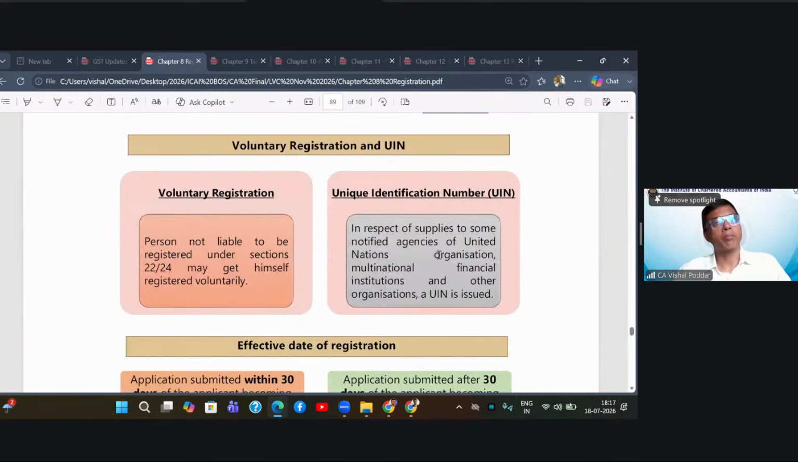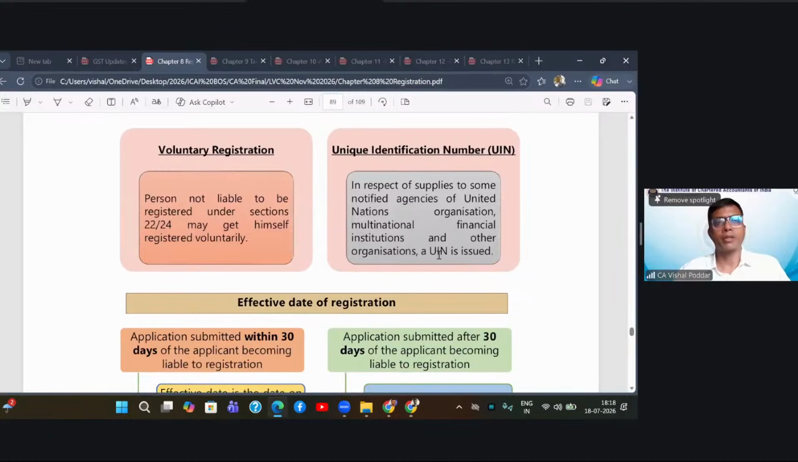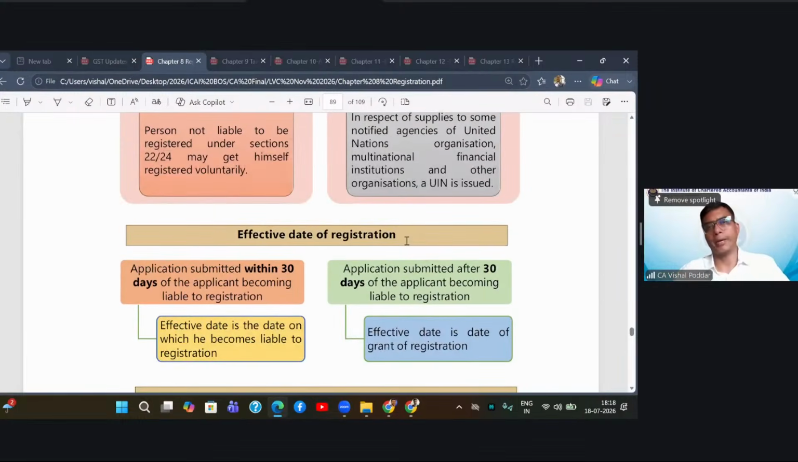Now, besides compulsory registration under 22-24, if any person wishes to take registration voluntarily, that is without falling in 22 or 24, the person may take that registration. And similar to GSTIN, that is the registration which is given to regular businesses, there are some specified or notified agencies like the UNO or the multinational financial institutions or other such organizations who are notified. So for them, instead of taking GSTIN, they are given another registration which is called UIN.